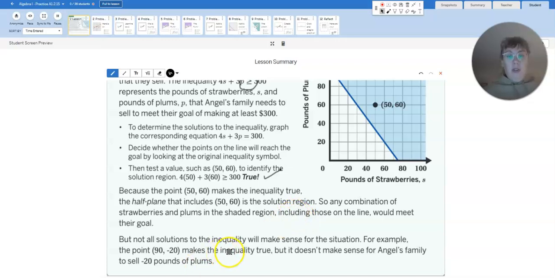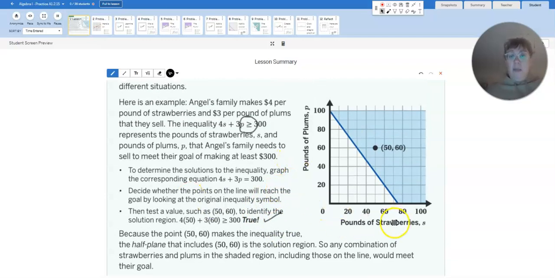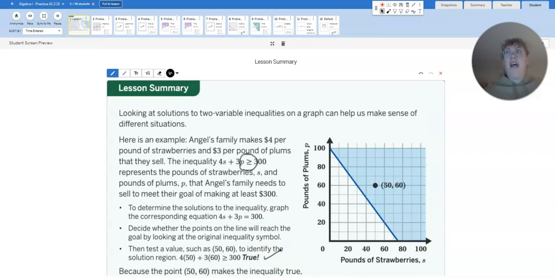But not all solutions to the inequality make sense. For example, there's this point 90, negative 20. That would make the inequality true, but we can't sell negative 20 plums. So we don't want to deal with negative numbers. In some situations, it's not going to make sense for the problem. So we just want to be mindful about that. Okay.